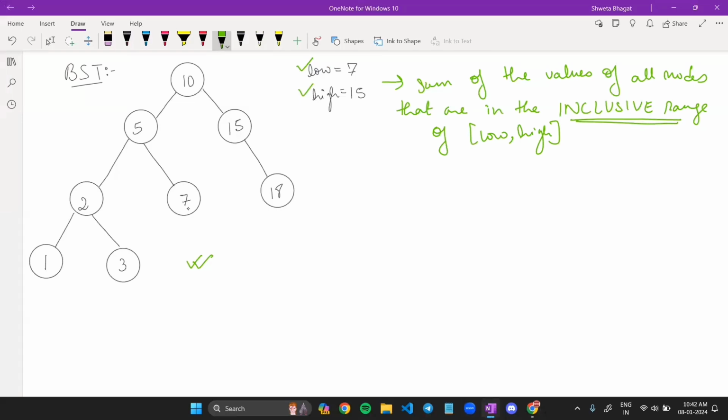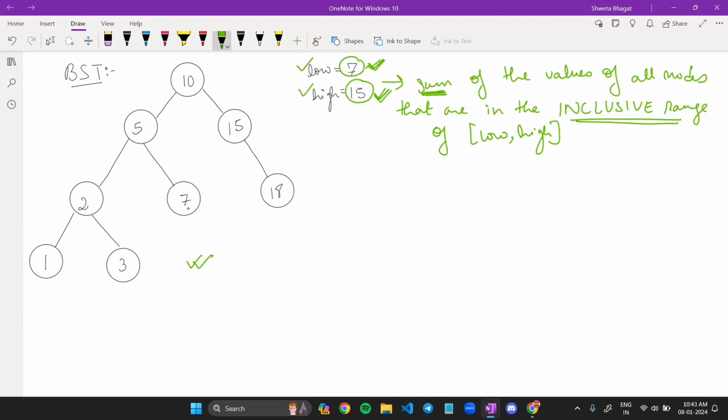Inclusive range means, say for example, if in a BST we have a value as 7, then we are going to add that 7 in our sum as well. And if we have a value as 15, then we are also going to add that 15 in our sum. It means that we are going to also include the nodes that have a value of low or a value of high in our sum.